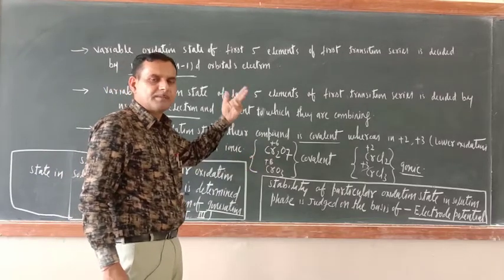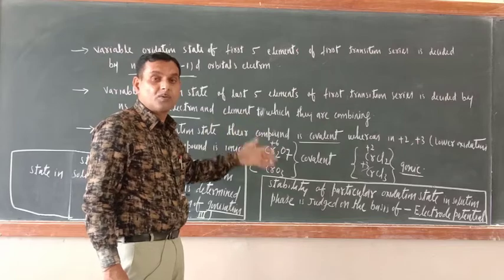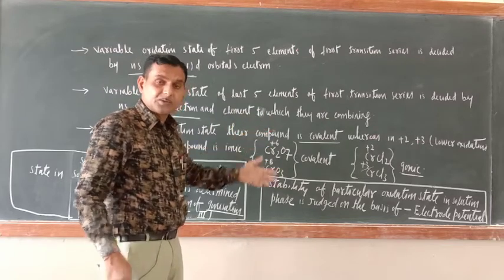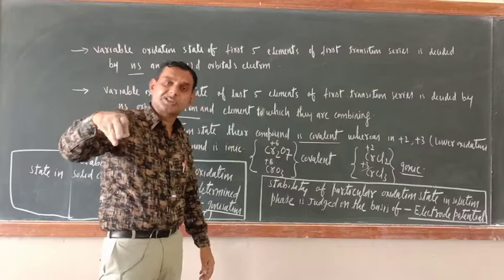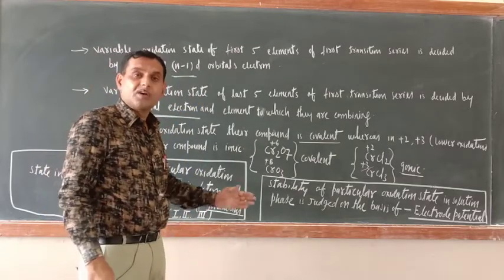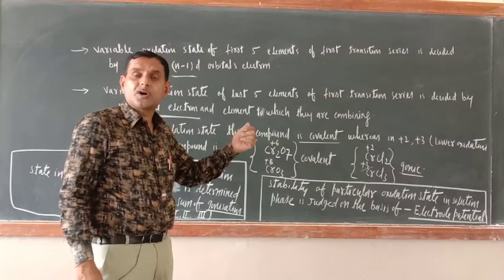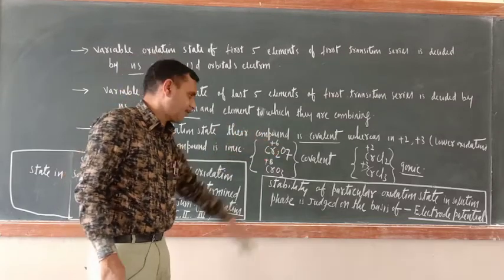Here I took the example of chromium. You can take the manganese example also: Mn2O3, MnO, Mn2O7. In Mn2O7 the oxidation state of manganese is plus 7, so that would be covalent. Now in MnO, plus 2 oxidation state, so that would be ionic.